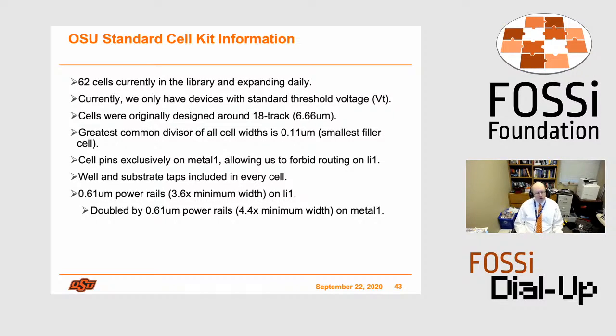All the cell pins are exclusively on metal 1, as we mentioned before, and this really allows us to forbid routing on LI1, which makes it more efficient. The well and substrate taps are included in every cell, and there are 0.6 micron power rails, which are 3.6 times the minimum width on the local interconnect, and that really helps with electromigration. This is doubled on top of that with 0.61 micron power rails, which are 4.4 times the minimum width for the metal 1.